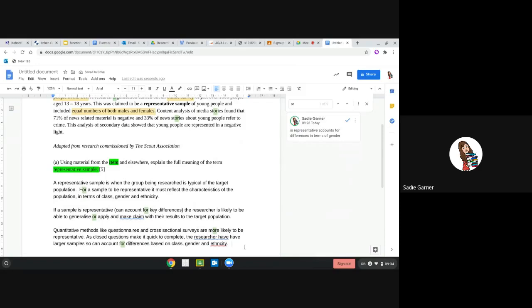Questionnaires and cross-sectional surveys are more likely to be representative, as closed questions make it quick to complete. The researcher can access larger samples and can account for differences based on class, gender, and ethnicity.